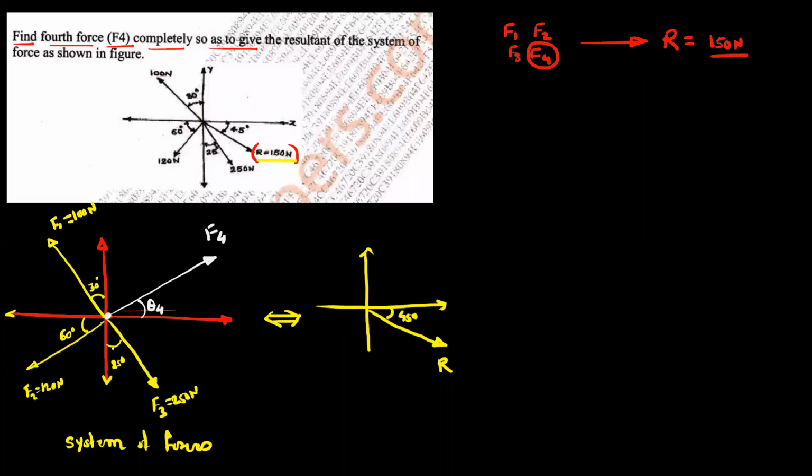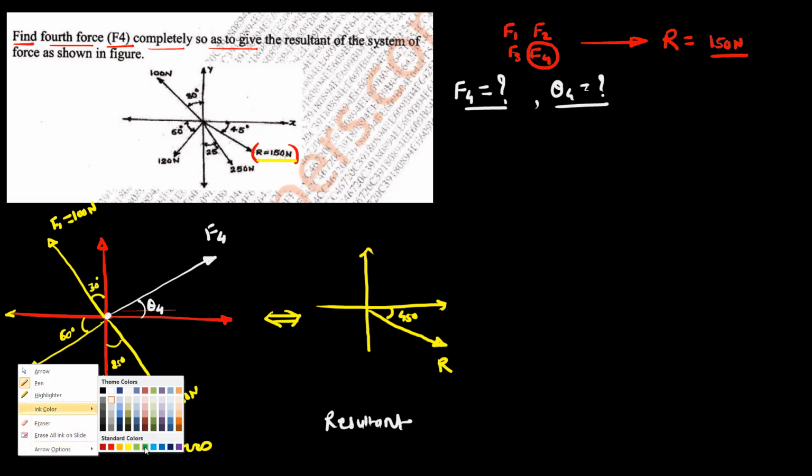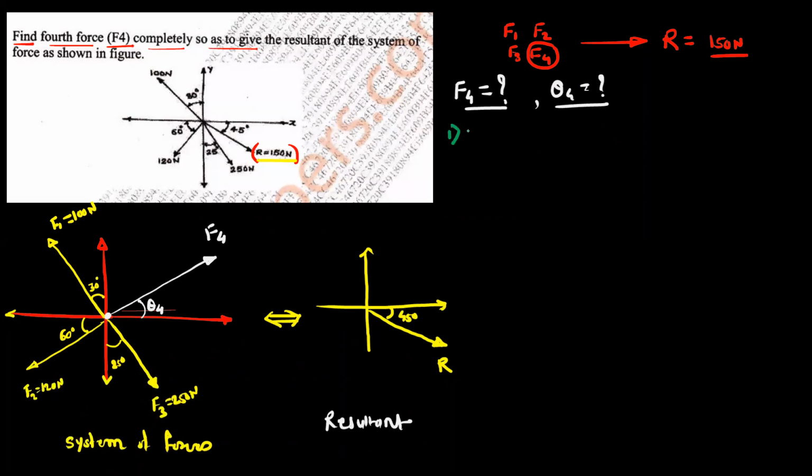Now this is the system of forces and this is the resultant. The question is, we have to find the magnitude of the unknown fourth force and its direction, that is theta 4. Your first step will be to resolve the forces F1, F2, F3. So consider F1, select a point.